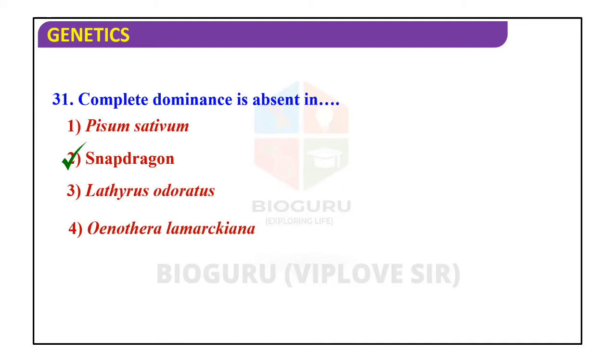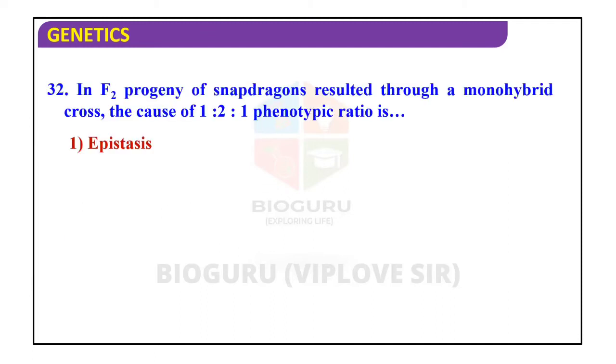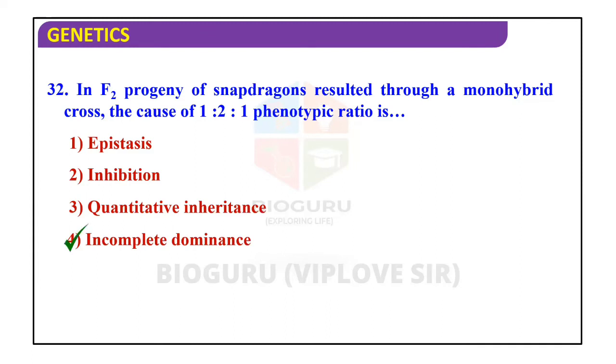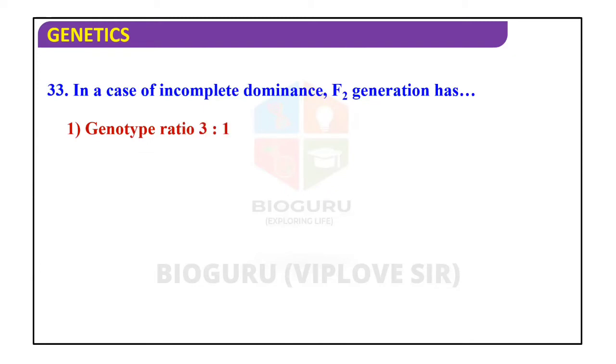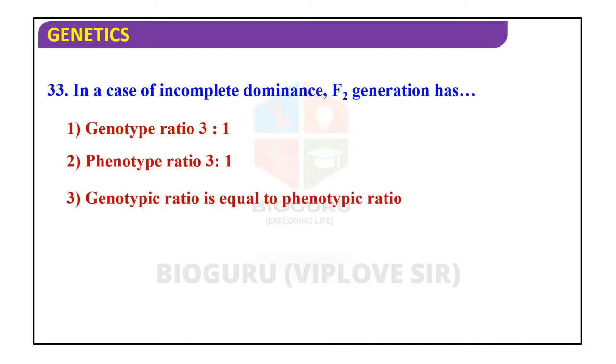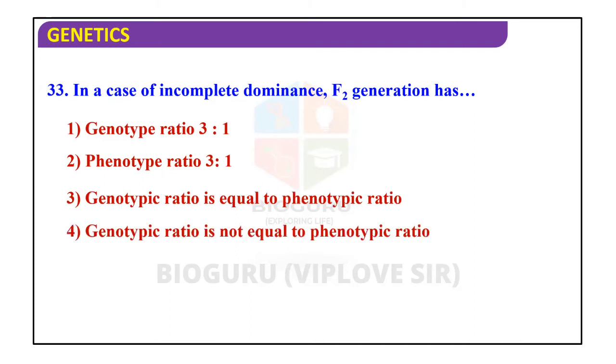Yeah, it is snapdragon. In F2 progeny of snapdragons resulting from a monohybrid cross, the cause of 1:2:1 phenotypic ratio is epistasis, inhibition, quantitative inheritance, or incomplete dominance. Yes, you are right. It is incomplete dominance. That's great. In a case of incomplete dominance, F2 generation has genotypic ratio 3:1 and phenotypic ratio 3:1, genotypic ratio equal to phenotypic ratio, or genotypic ratio not equal to phenotypic ratio. Yes, genotypic ratio is equal to phenotypic ratio.